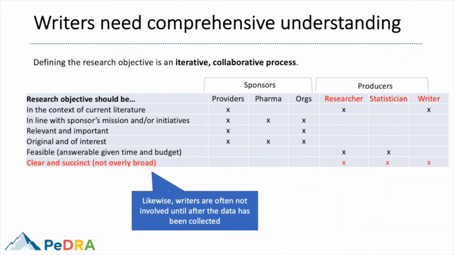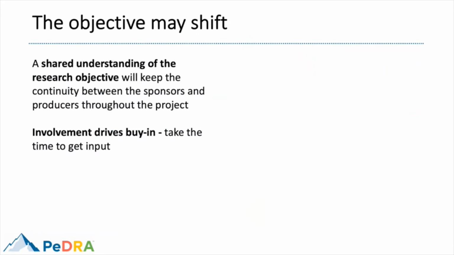Finally, it is critically important that the one producing the conference or journal paper is involved from beginning to end. The writer needs a clear understanding of the objectives, the resulting analysis, and the history of decisions when writing up the results. A shared understanding of the research objective will keep continuity between the sponsors and producers. So it's worth taking the time to get input early on, as this will result in buy-in from team members.